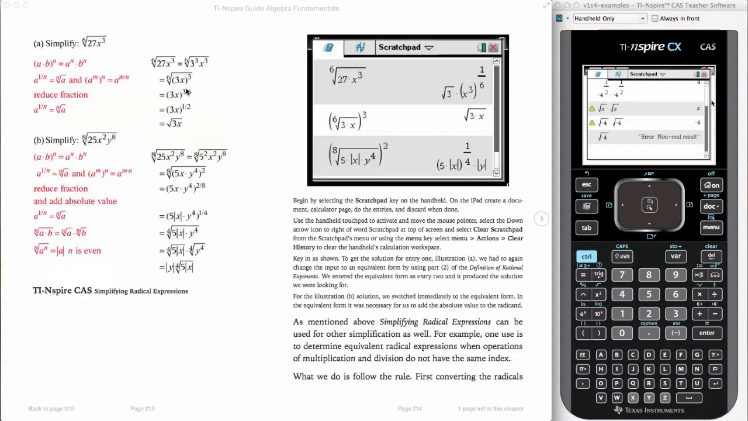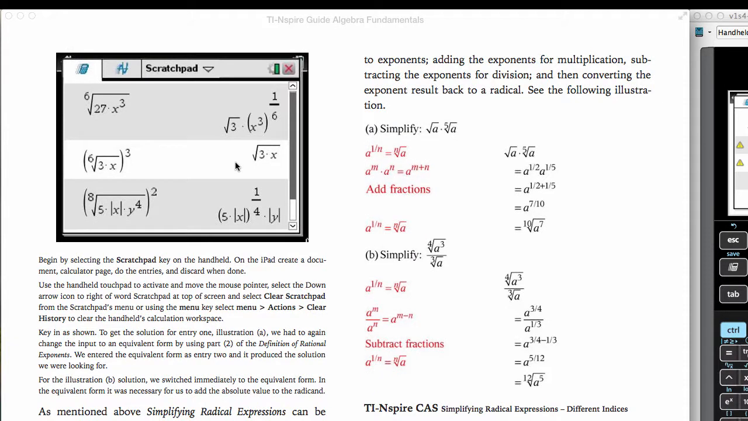And if we flip over, you can see these problems worked out with our calculator with absolute values being in the answer. And here again, if we don't switch it over to an equivalent form, then the calculator will not write the answer in the simpler form. So it's up to us to switch it over to this equivalent form.